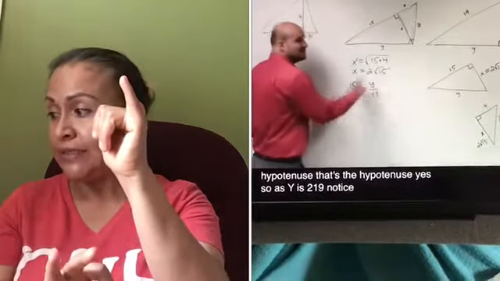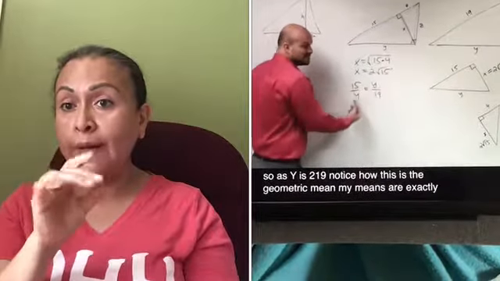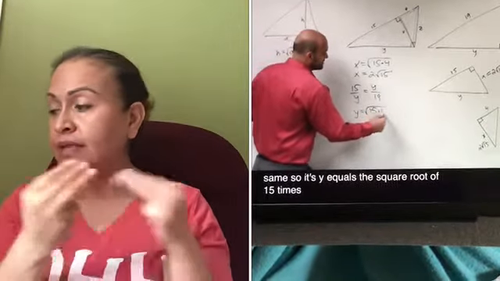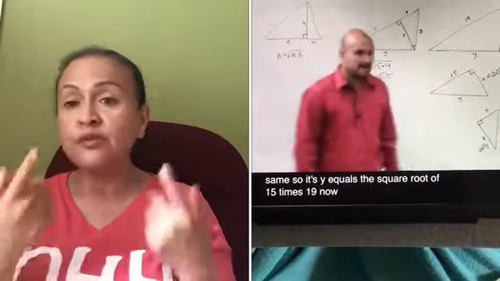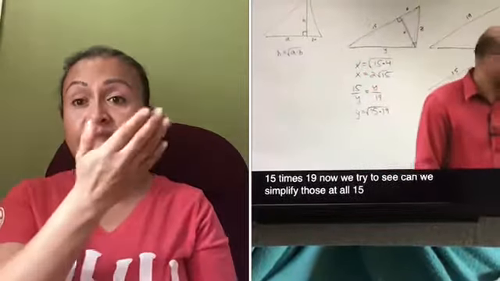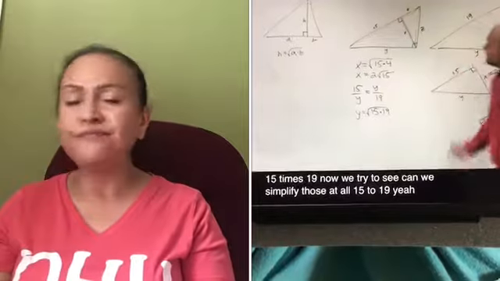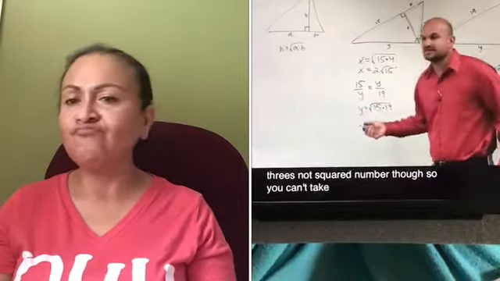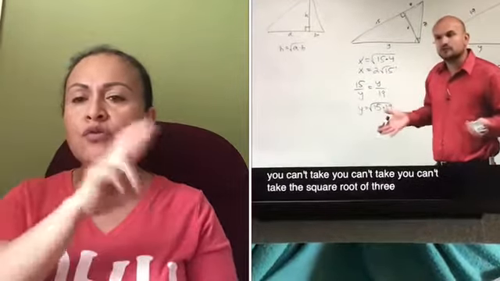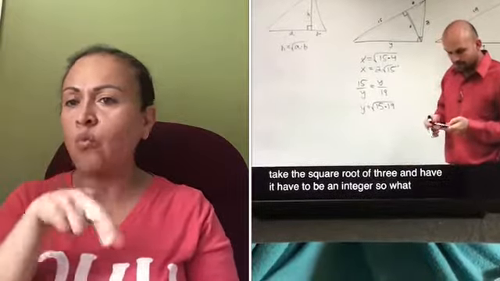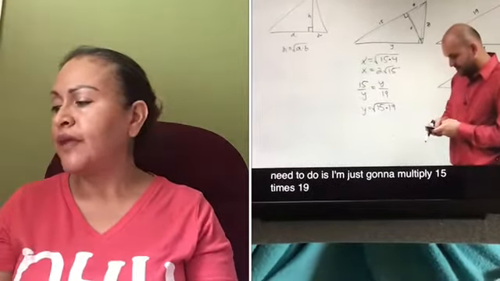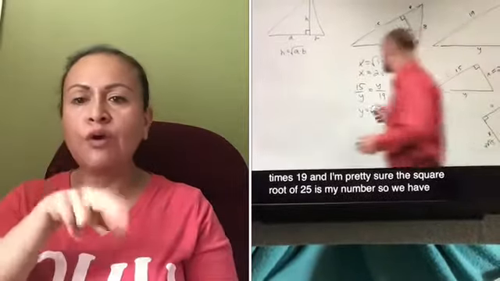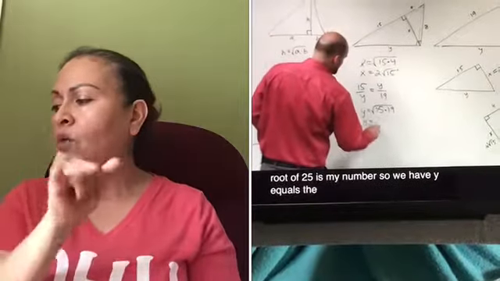Notice how this is a geometric mean. My means are exactly the same. So it's Y equals the square root of 15 times 19. Now we try to see, can we simplify those at all? 15 to 19? Yeah, but 3 is not a square number though. So you can't take the square root of 3 and have it be an integer. So what I'll need to do is just multiply 15 times 19, and I'm pretty sure the square root of 285 is not a number. So we have Y equals the square root of 285.